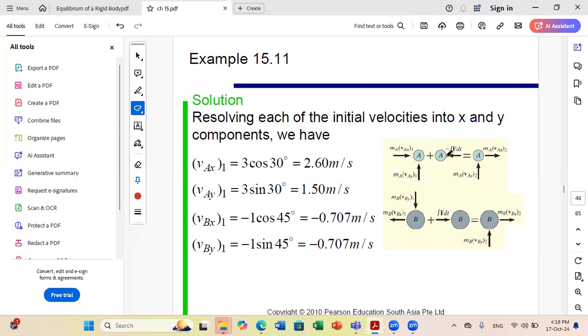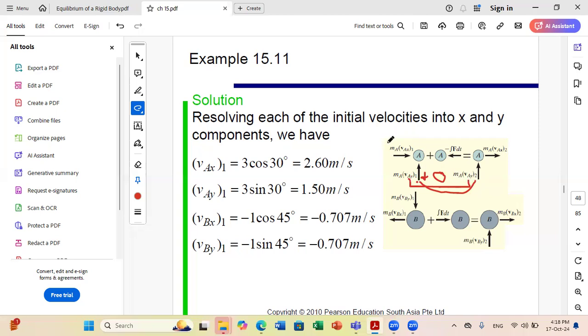And we know that the impulsive force here is along the line of impact. Since we have smooth spheres, there is no friction, so no impulsive force in y. And since there is no impulsive force in y, the y velocity will remain the same. If you apply the principle of linear impulse and momentum in y direction, you say MAVAy1 plus integral Fy dt, which is 0, equals MAVAy2. So that's why we can say directly that because there are no impulses along y, velocity in y will remain the same. So VAy1 equals VAy2.